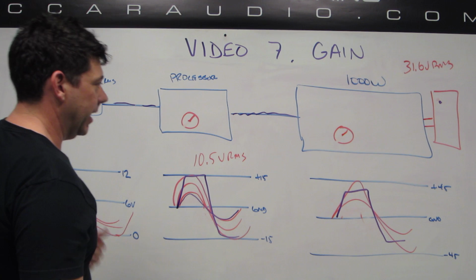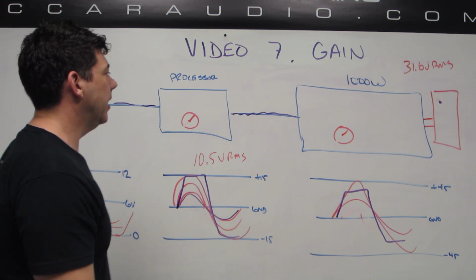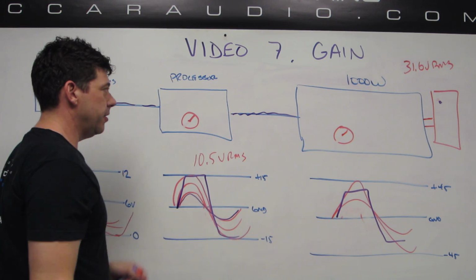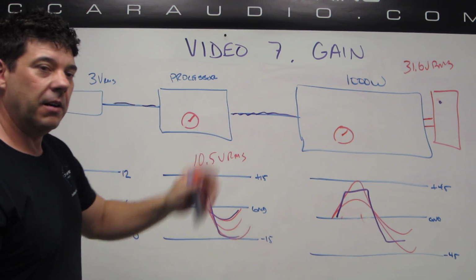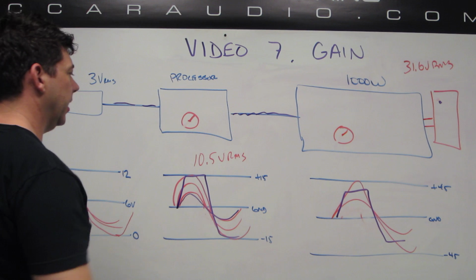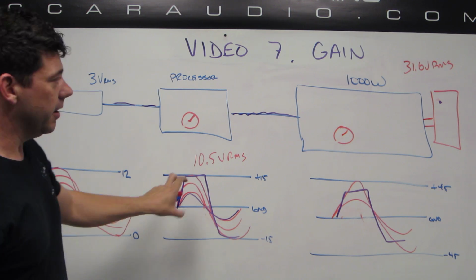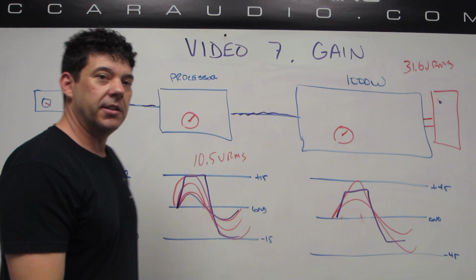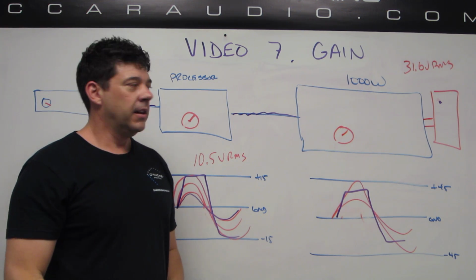I hope that explains why we need gain and what gain is and how you work from the front back no matter how many processors you have. You just work from the front back, leave the distortion detector at the end, and you'll find the rails of every component in the chain. You'll get the most out of your system with the least amount of noise.